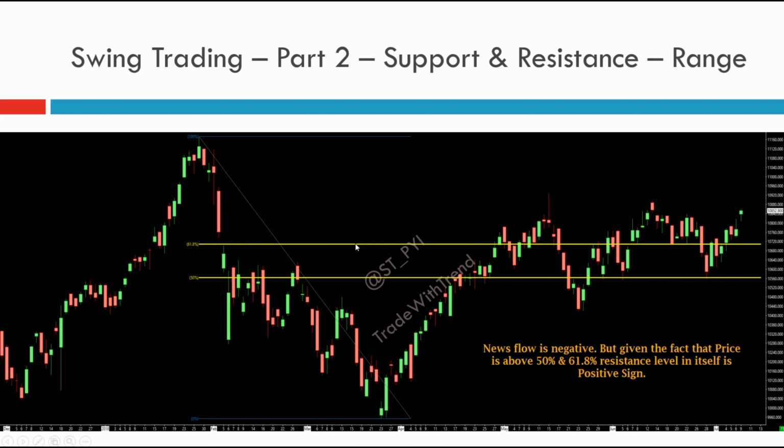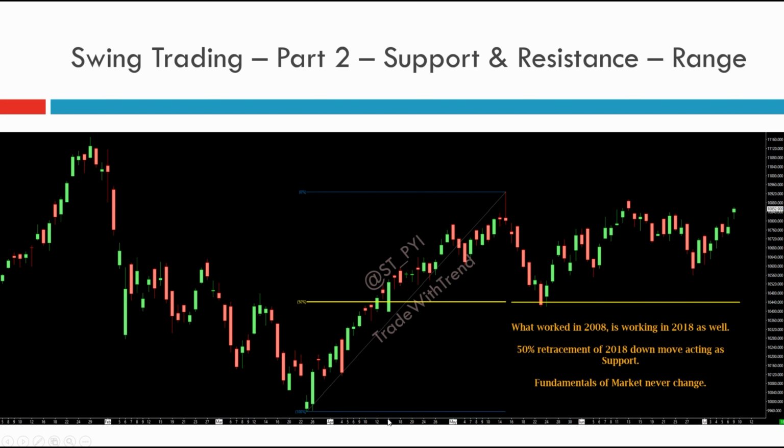So this is the same chart. What I've done in the previous chart is I've taken the swing high here and the swing low at this mark. Now for this chart, what I've done is I've taken this swing low that formed at 10,000 and the swing high to see what has happened. The same thing that was working in 2008 is still working in 2018, that is 10 years down the line.